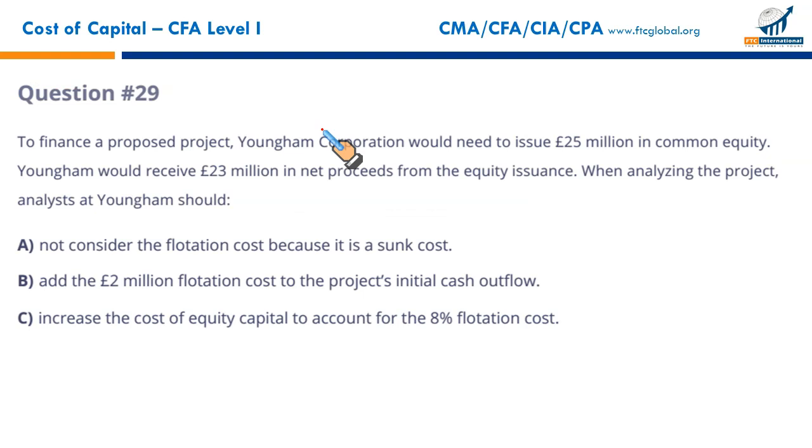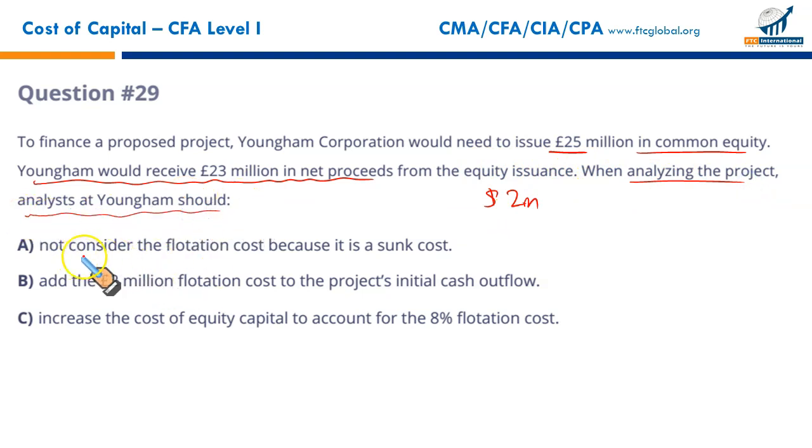Next, to finance a proposed project, Yongham Corporation would need to issue 25 million in equity. Yongham would receive 23 million in net proceeds. So what you will not receive is $2 million. And why have you received less? This is the flotation cost. When analyzing the project, the analyst at Yongham should do what? Not consider the flotation cost because it is a sunk cost.